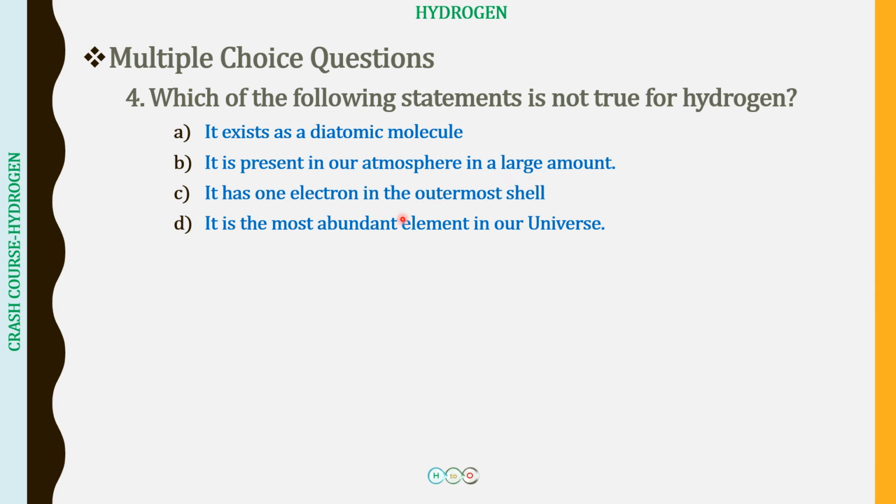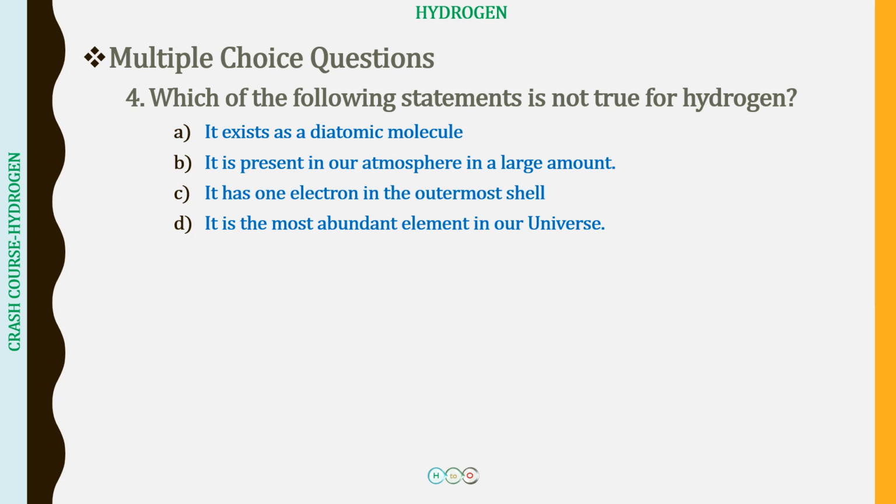Okay, the next we have is that it has one electron in the outermost shell. So you all can understand it has one electron, which is going to be present in the 1s orbital. So this is also going to be correct. And this is the most abundant element in our universe. So 70% of our universe by mass is composed of hydrogen, making hydrogen the most abundant element in our universe.